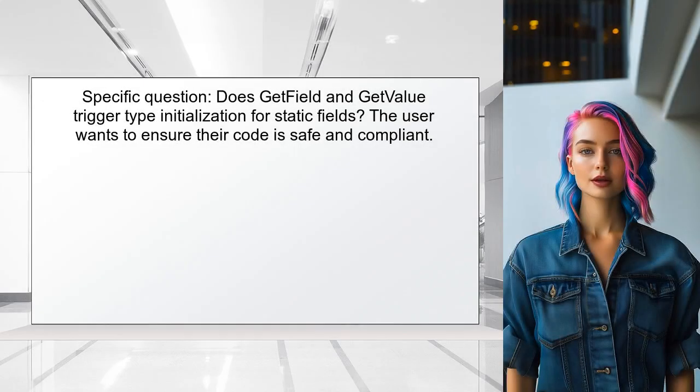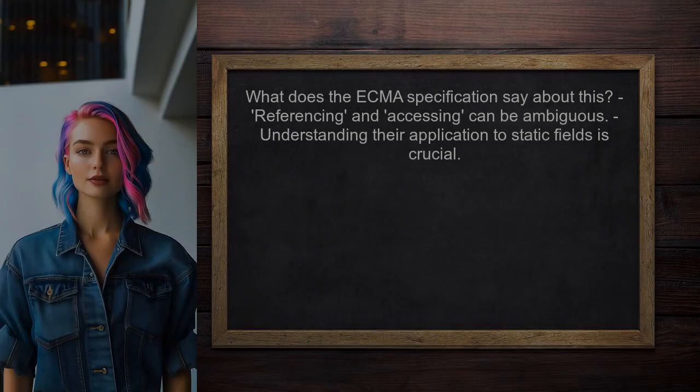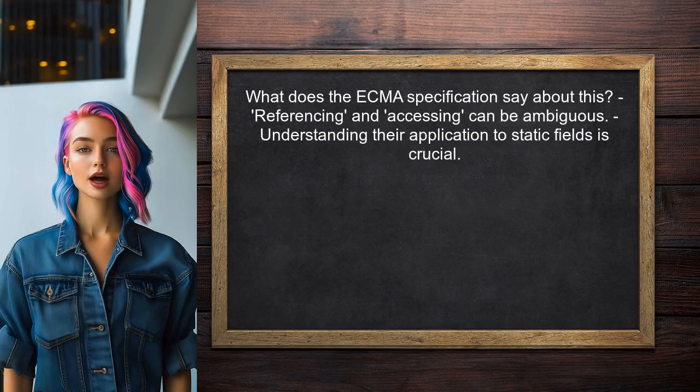Let's look at the specific question at hand. One user asked whether the reflection methods GetField and GetValue trigger type initialization when applied to static fields. They want to ensure their code is safe and compliant with the specifications. So, what does the ECMA specification say about this?